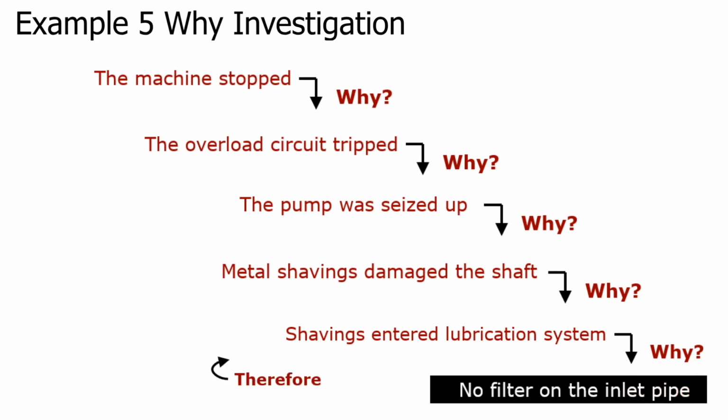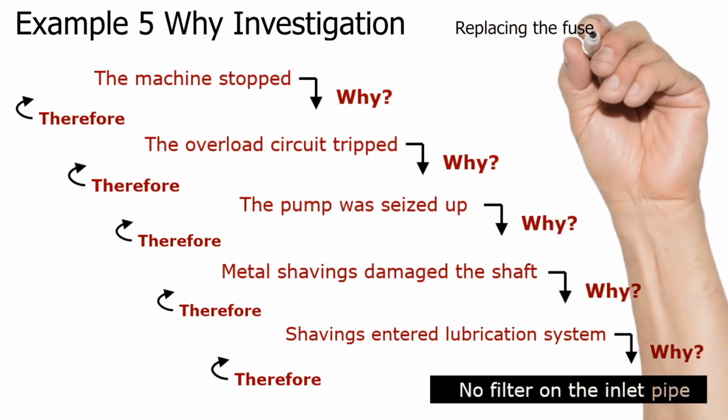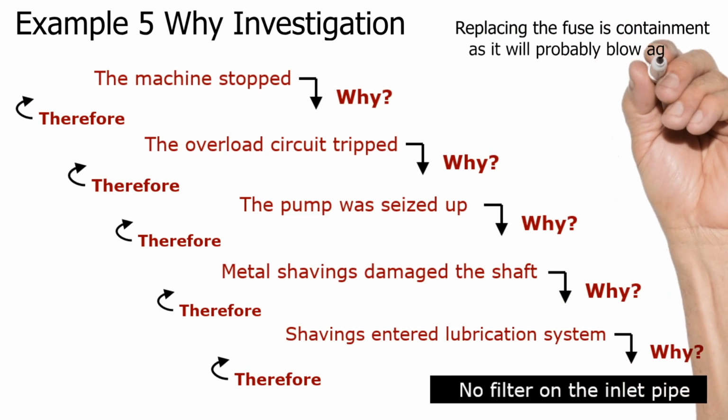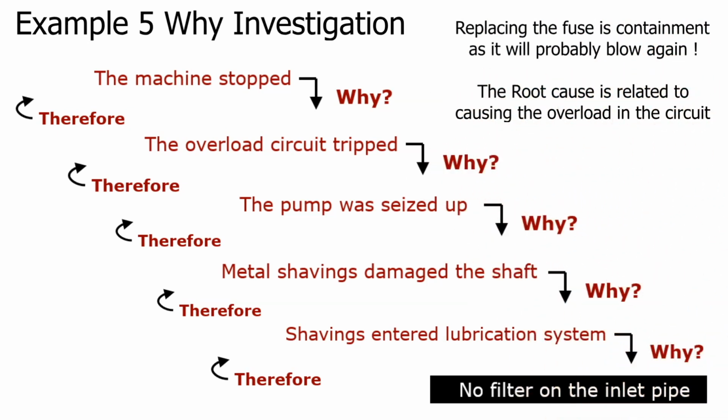Therefore, shavings entered the lubrication system. Therefore, metal shavings damaged the shaft. Therefore, the pump was seized. Therefore, the overload circuit tripped. Therefore, the machine stopped. Replacing the fuse is containment, as it would probably blow again. The root cause is related to causing the overload in the circuit.